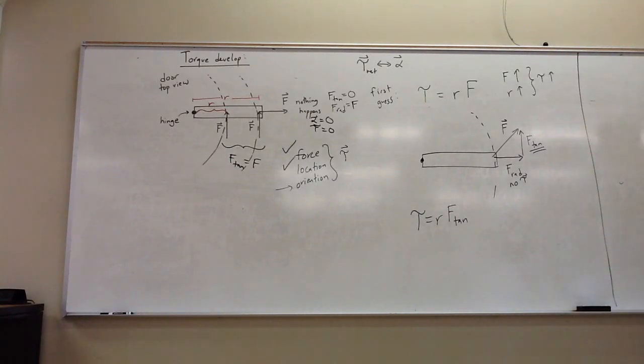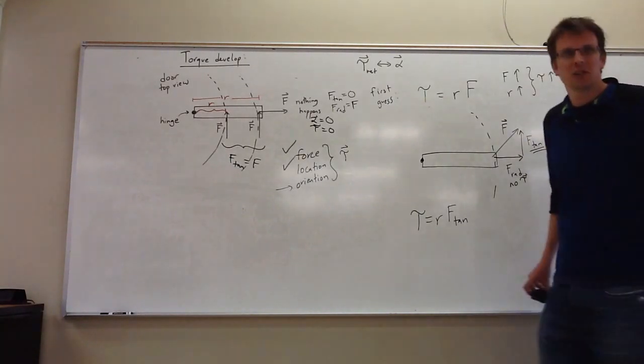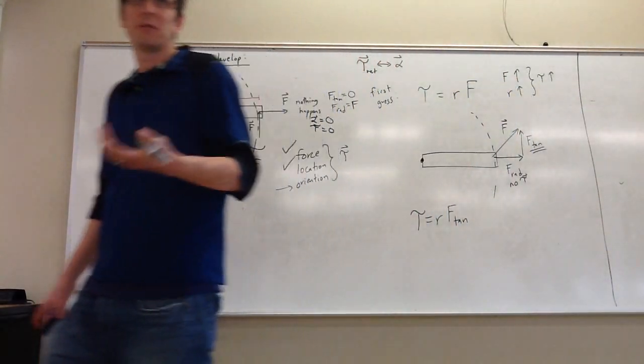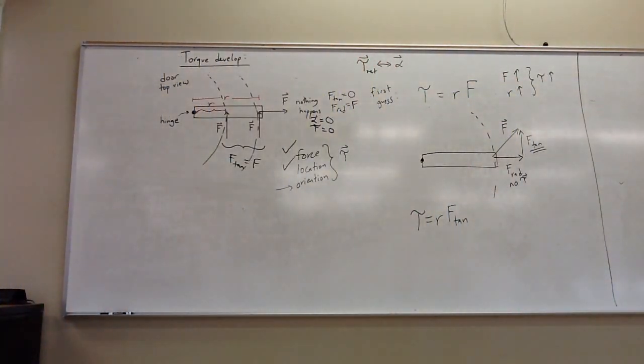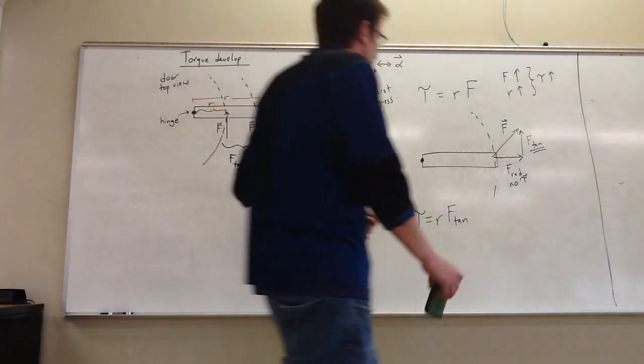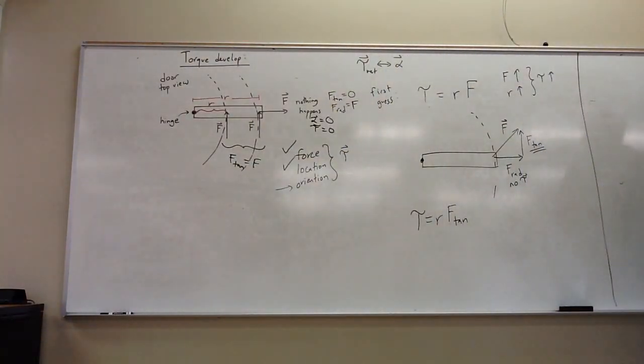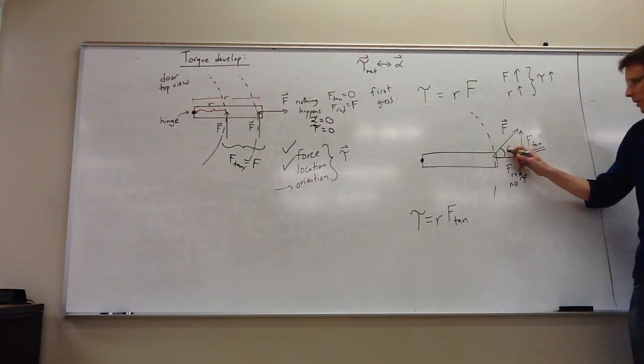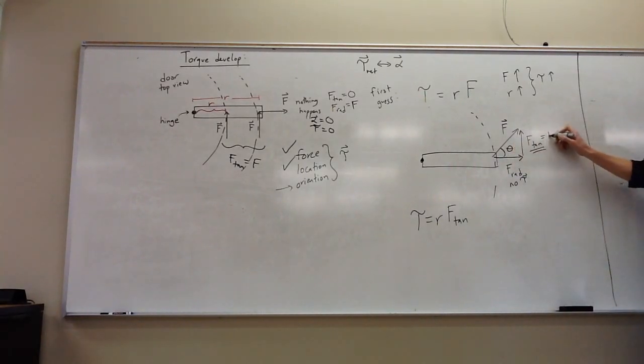So from here I just want to make a few modifications that, not that they substantively change the ideas, they just make it easier to calculate. So here's what I want to do. I want to include this angle as theta, so then F tan is F sine theta.